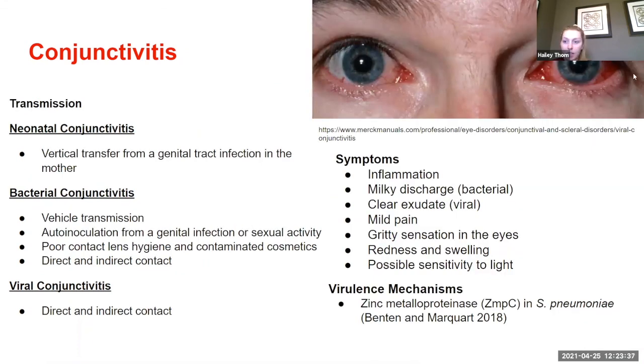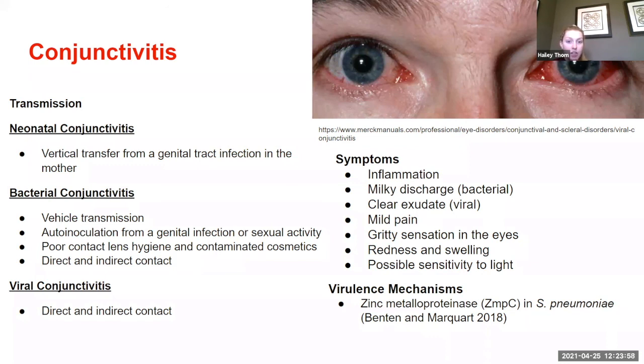So for transmission, for neonatal conjunctivitis, it's caused by vertical transfer from the genital tract infection of a mother. So if she has those 2 different types of bacteria present when she's giving birth, and that bacteria gets into the eyes of the baby, it can result in pink eye.